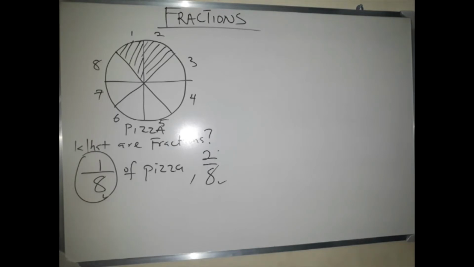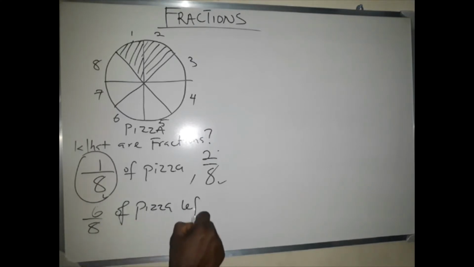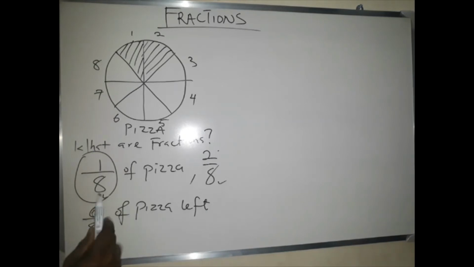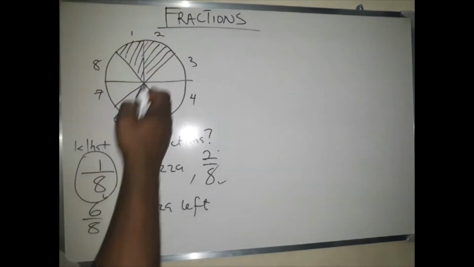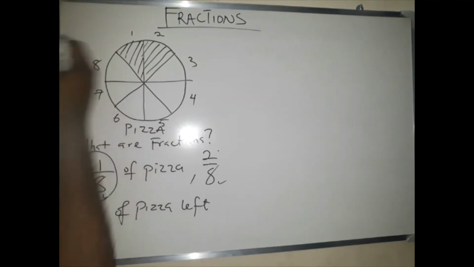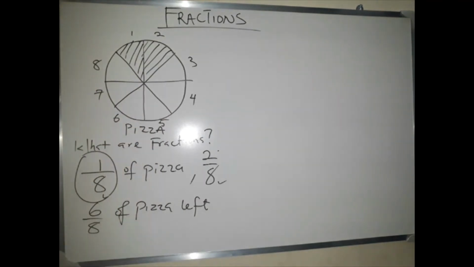Okay, now while the top number I've already told you is how much you've taken, we can also say that after you have taken the 2 slices, we now have 6/8 of the pizza left. Like that clearly. You took 2 slices out of the pizza, and you can see you have 1, 2, 3, 4, 5, 6 of pizza left. So 1/8, 2/8, 6/8 are ways of expressing fractions. So I hope that that's clear with us.